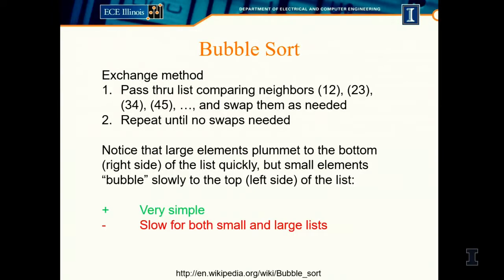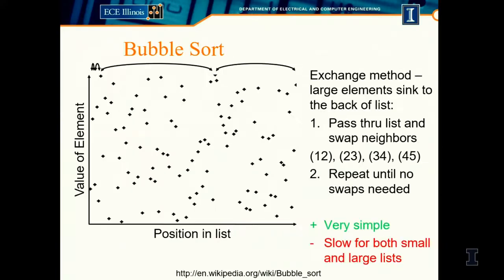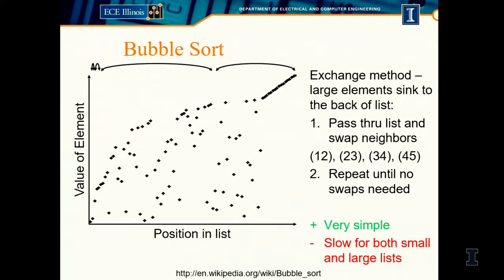And so the method is you pass through the list, comparing adjacent neighbors, and you swap them if needed. You keep going down the list, swapping, and then once you get to the end, you go back to the beginning and go through the list, swapping one at a time. So what happens is that the large elements plummet to the back of the list very quickly because every time you go through, they keep pushing the way down. The smaller elements slowly bubble up to the top. That's how it gets its name. So in bubble sort, it looks like this.